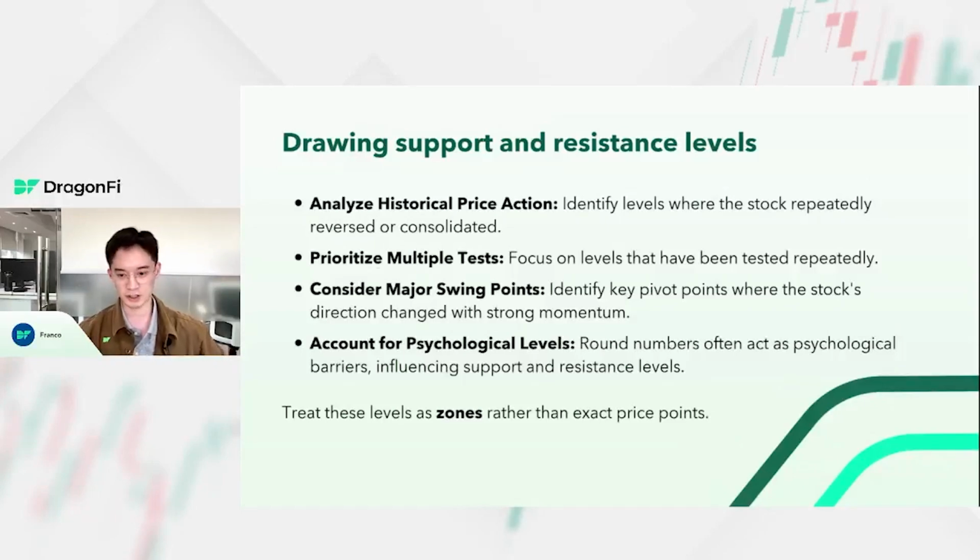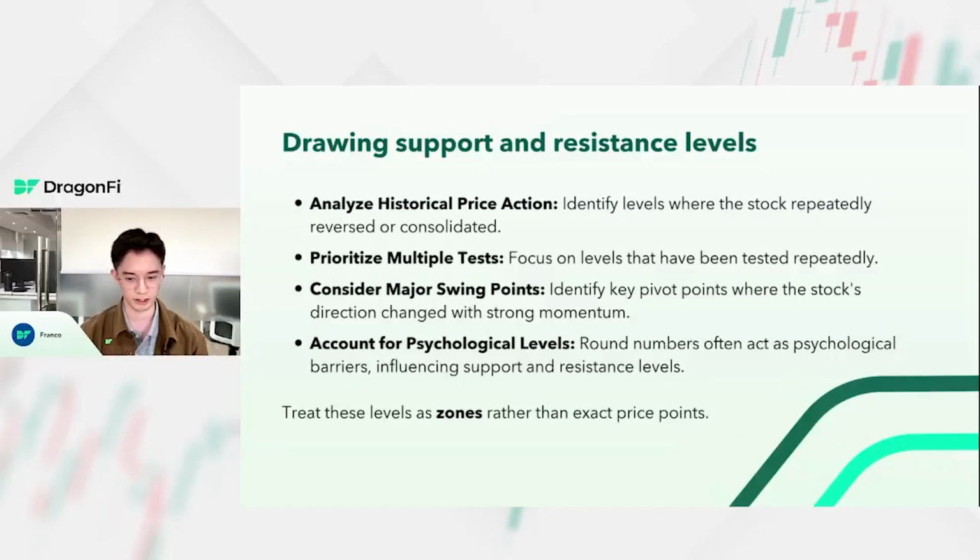So as mentioned earlier, think of support as a floor where buyers step in and prevent the price from falling further, while resistance, on the other hand, is like a ceiling that sellers will take profit and stop prices from going higher. So in order to find these levels, there are four ways to do this. One is to analyze historical price action. So that means review past price movements to spot levels where the stock consistently reversed or consolidated, and ask yourself, where did this stock previously change direction?